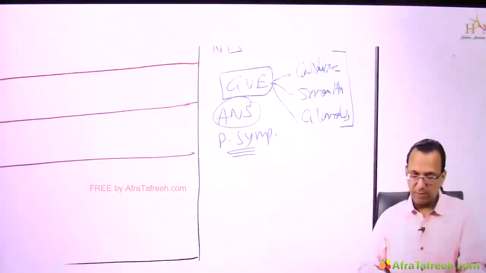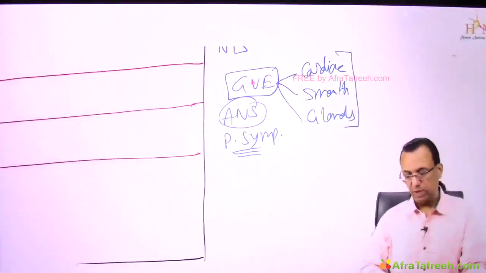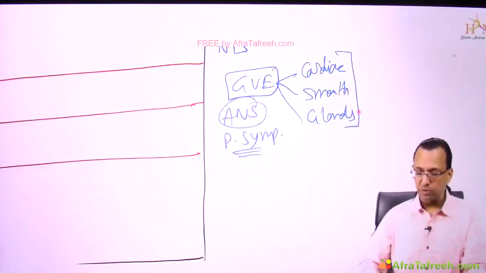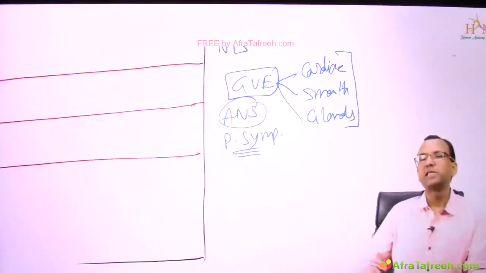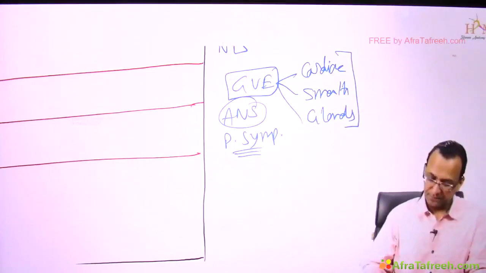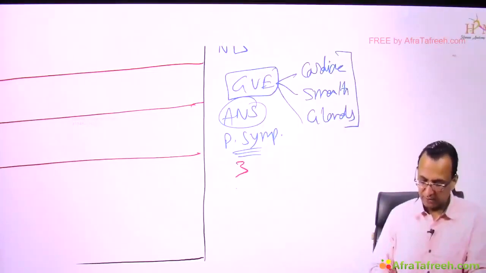As you are talking about the GVE system, what is G for? General, V for visceral, E for efferent. General visceral efferent: cardiac and smooth muscles of gland and autonomic nervous system, parasympathetic. Which nerves are parasympathetic in the brainstem? That is the numbers 3, 7, 9, 10.